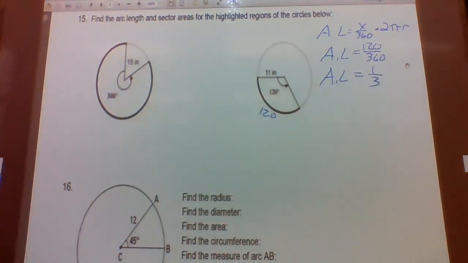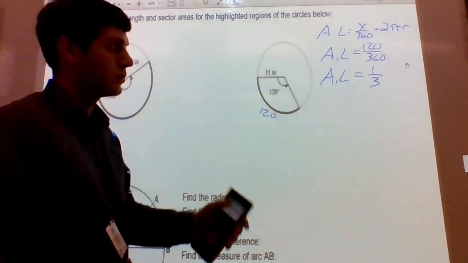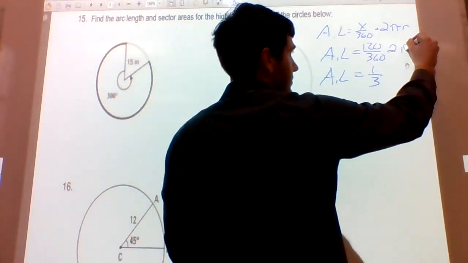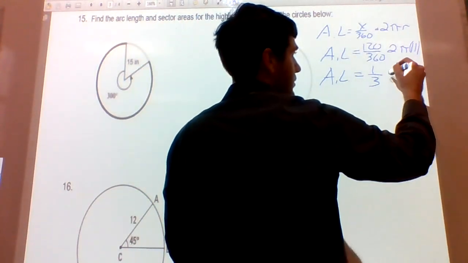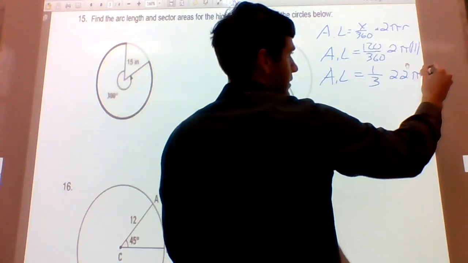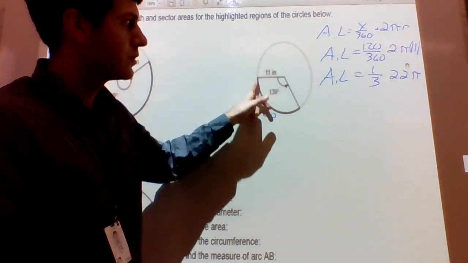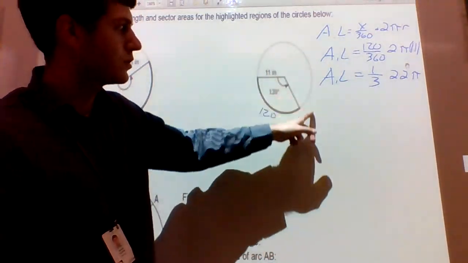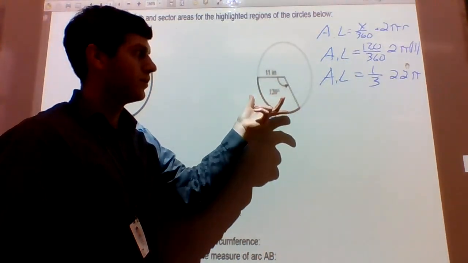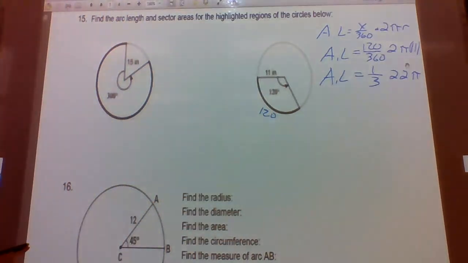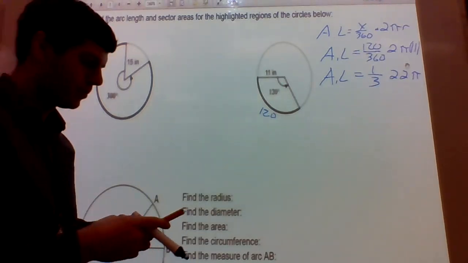So 1/3 of the circumference. The circumference is 2 pi r, so that's 2 pi times 11, which is 22 pi. So 22 pi is the circumference, the length around the entire circle. We don't want the length around the entire circle. We want the length of 1/3 of the circle. So that's 22 pi divided by 3, which is 23.0.